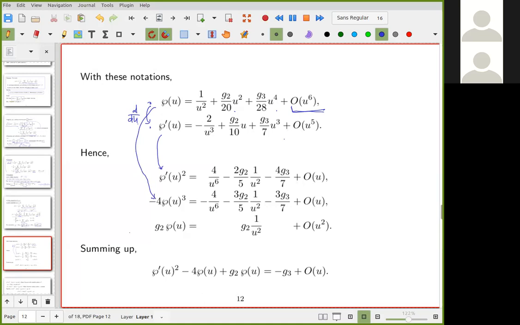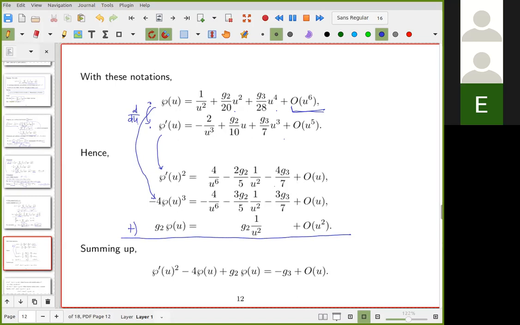So summing up, these show that these singular parts cancel out. And this part is holomorphic.